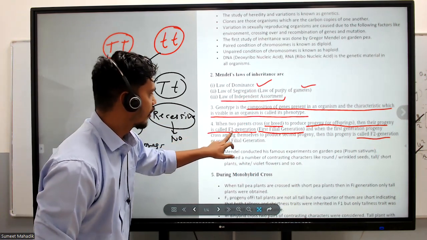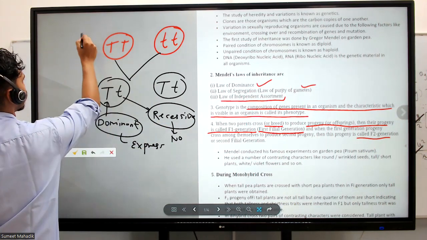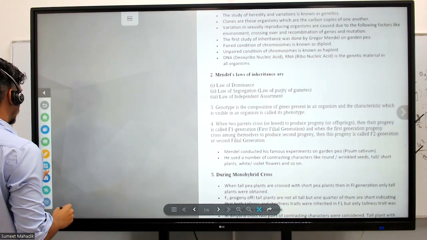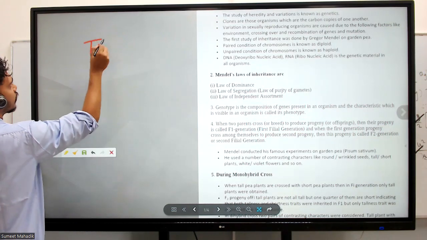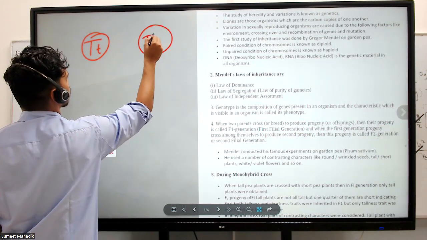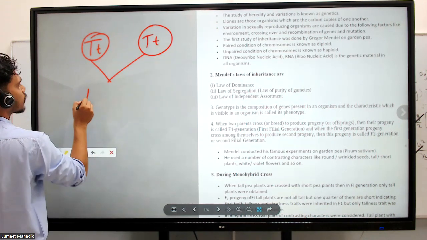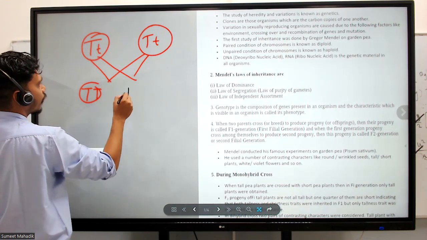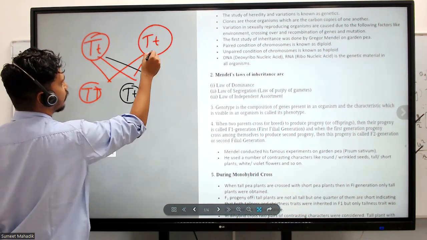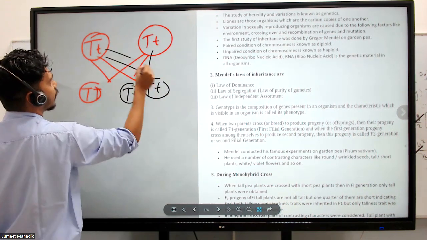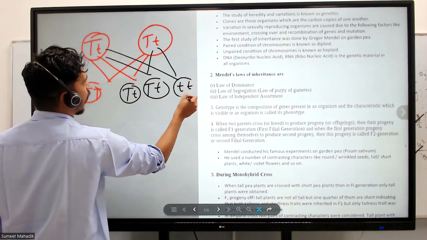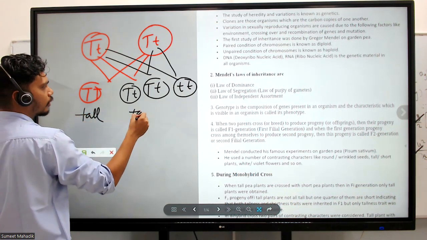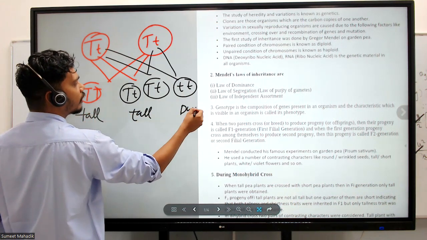Okay, so this is your F1 generation, and this is your F2 generation. Now, if I take this T from the F1 generation, I'm getting TT first. I'm getting this combination, and the last combination is tt, that is dwarf. So I'm getting tall over here, and I'm getting dwarf. Only one dwarf is there.